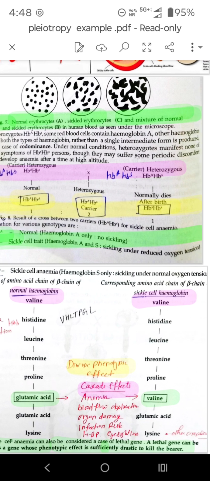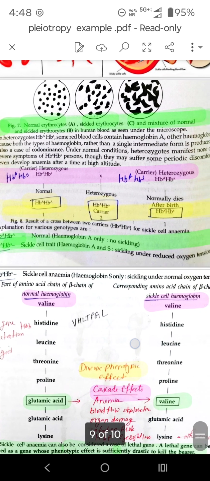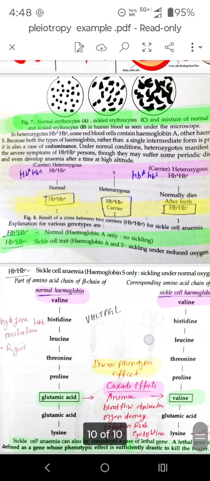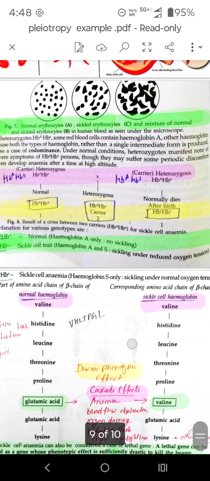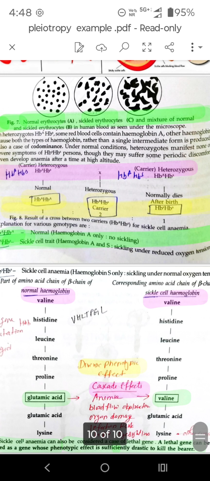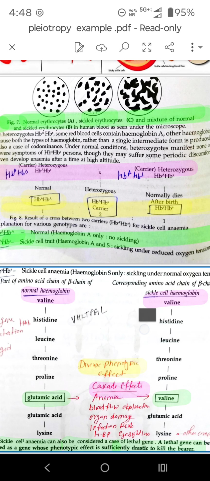So it has cascade effects. It causes anemia, blood flow obstruction, organ damage, high blood pressure, and the risk of infection also increases. This is how a single gene can change the whole of this process, so it is named the pleiotropic effect.